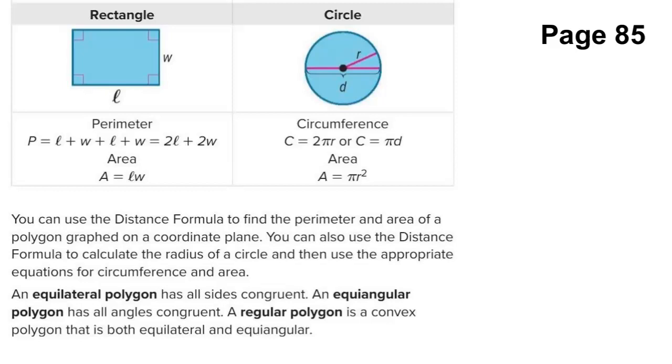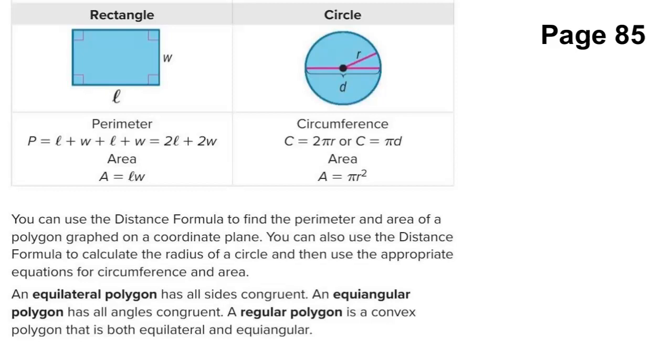Circumference, distance around the outside of the circle, is 2 pi r. Does anybody know what that r stands for? Radius. What's the radius of a circle? Half. It's the distance from the very middle, the center, to the outside edge of the circle. So I'm measuring that distance from the very middle to the edge. So I do 2 times pi times my radius to find the distance around the outside.